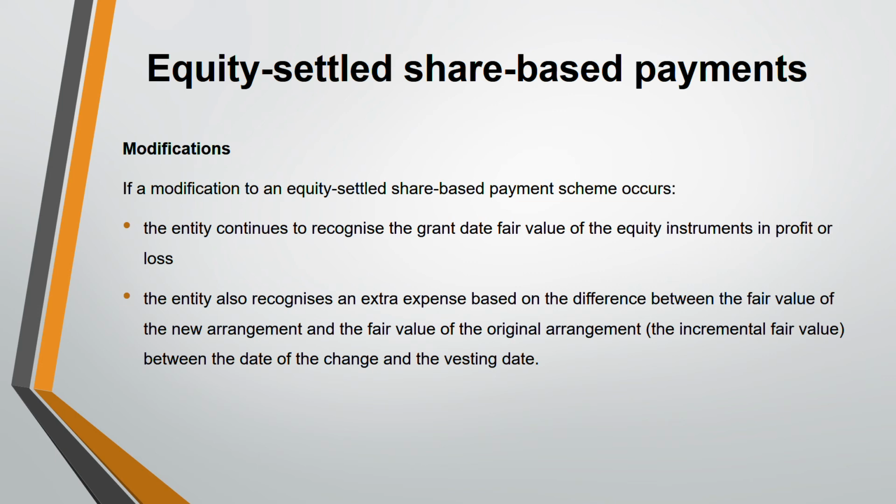So the incremental fair value between the date of the change and the vesting date. The date of the change will obviously be before the vesting date only, right? Let's say your vesting period is 3 years, right? So 1 year it went normally, but in the second year you modified. So for the second year and the third year, these 2 years, you will be accounting for it under modification. Extra expense you have to recognize.